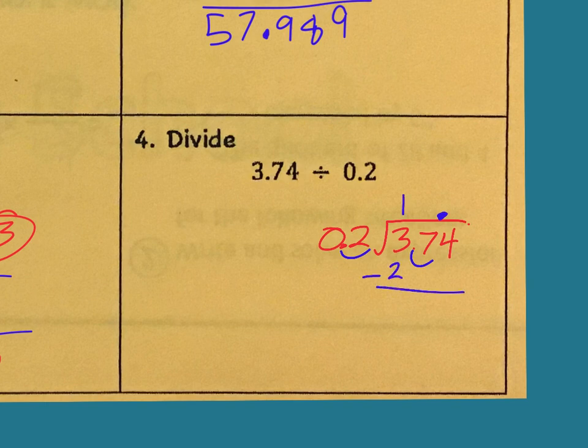Subtract. We get 1. Bring down our 7. 2 goes into 17 8 times, that's 16. Subtract, get a 1, bring down our 4, and 2 goes into 14 7 times. So we have 18 and 7/10.